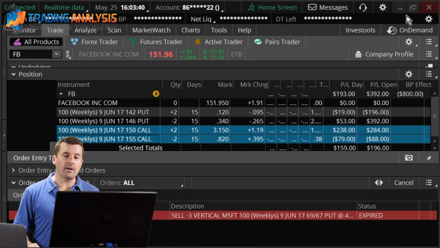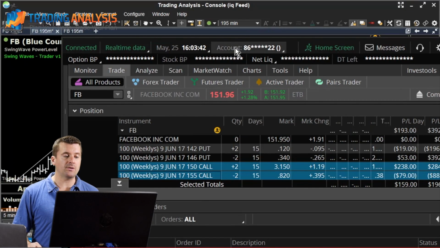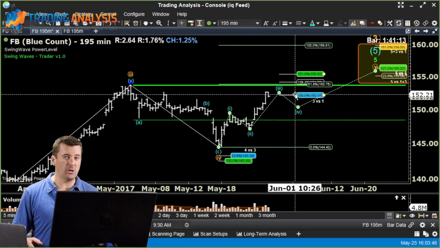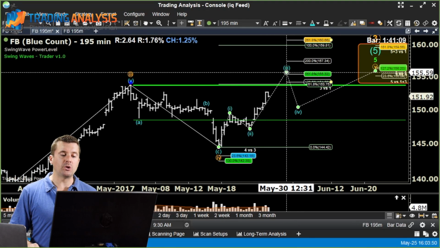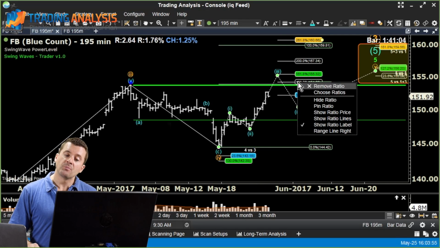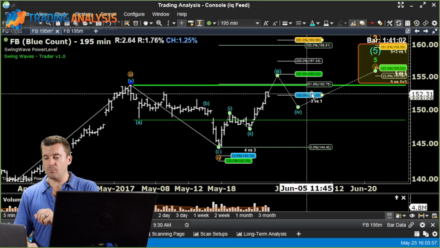So the reason, again, I wanted to take that trade off is the 100% is holding here at the close. And that's always kind of a warning sign. If it's a good third wave, you want to get up to that 1.618 projection up at 155. So that's fine. So let's kind of take that profit and run.